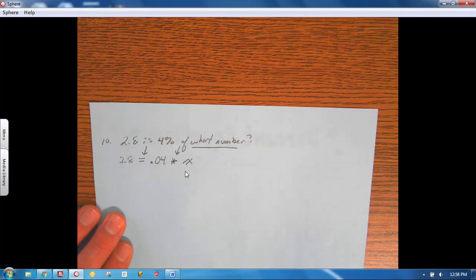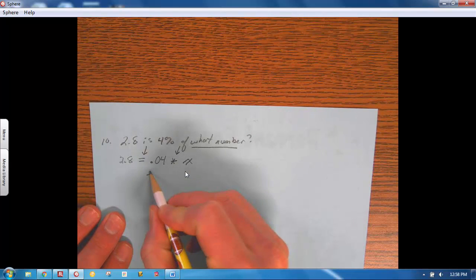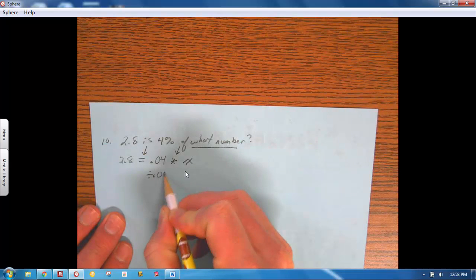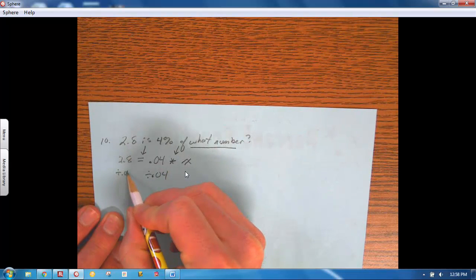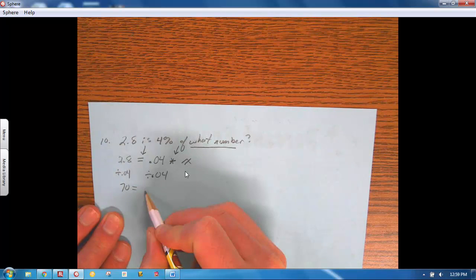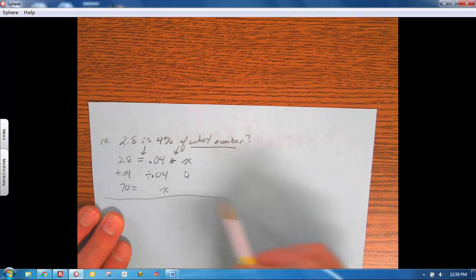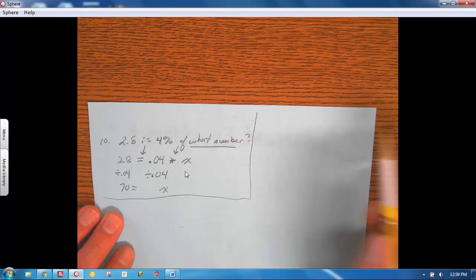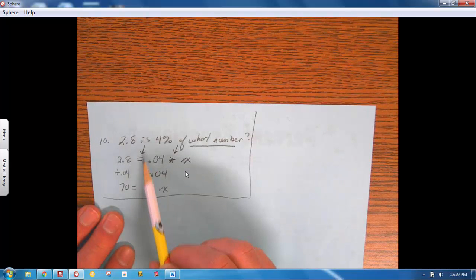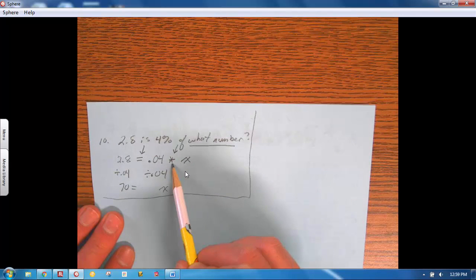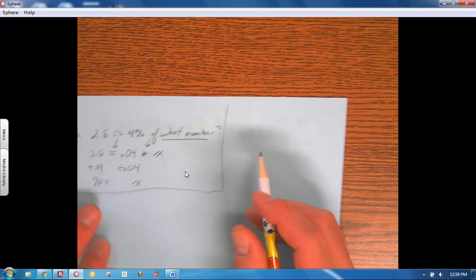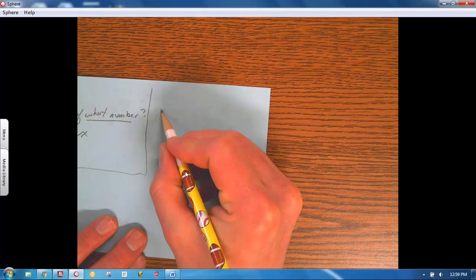In order to get rid of 0.04 times x, we do the opposite operation. So we divide both sides by 0.04. And that gets me 70 over here and x over there. Okay, so this is the second method that I showed you today in your notes, just translating from words directly into math symbols.